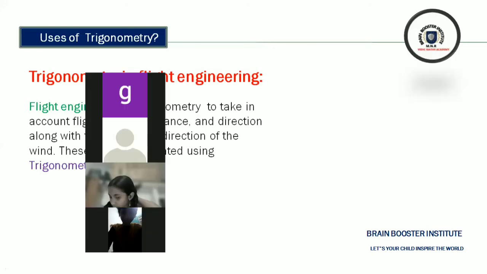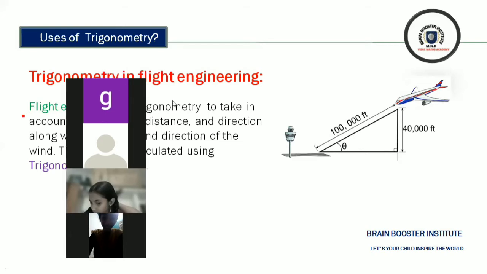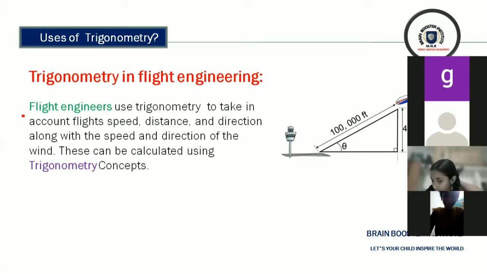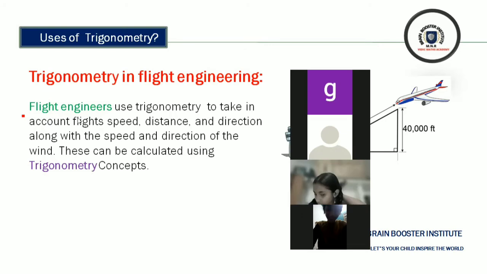See, children, if you see this image, you can understand easily. This flight is landing here. So it has to land here, is it? At a particular height, children, the direction has to be changed. That height will be decided by the flight engineers. Understood? That will be calculated by the trigonometry concept.